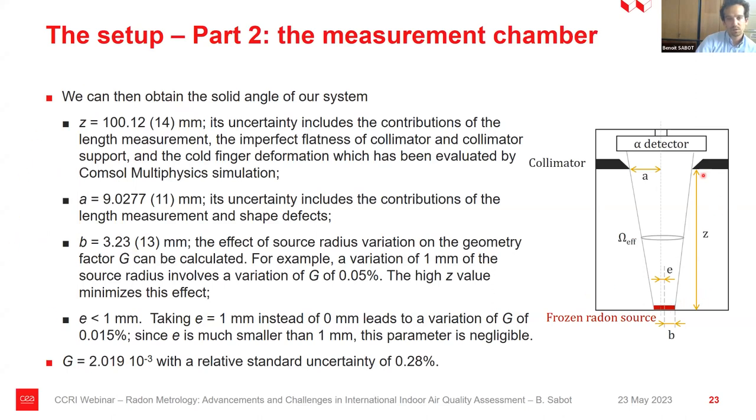The distance between the source and the collimator is 10 centimeters. The radius of the collimator is 9 millimeters. The radius of the source is 3 millimeters, and we have estimated that if the source is not perfectly in the center of our system, even by 1 millimeter, it's completely negligible for our geometric factor due to the large distance between the collimator and the source. And so we end up with a geometrical factor that can be measured by distance measurement with a quite good relative uncertainty.